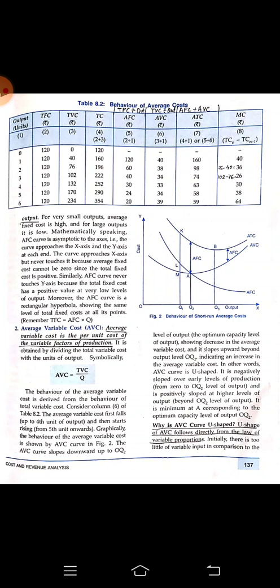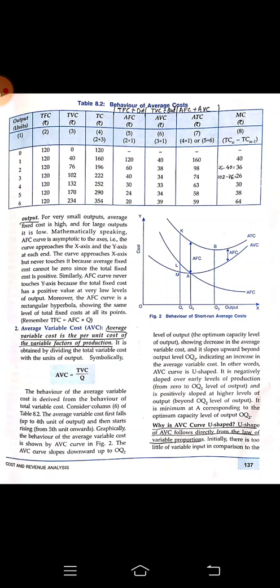The last column is marginal cost. We have to understand how to obtain this marginal cost. Marginal cost can be obtained by subtracting total costs: the total cost of the first unit is subtracted from that of the second unit, and we get that change. Marginal cost here means, with every additional unit of output, what is the change in the cost. That is the marginal cost.